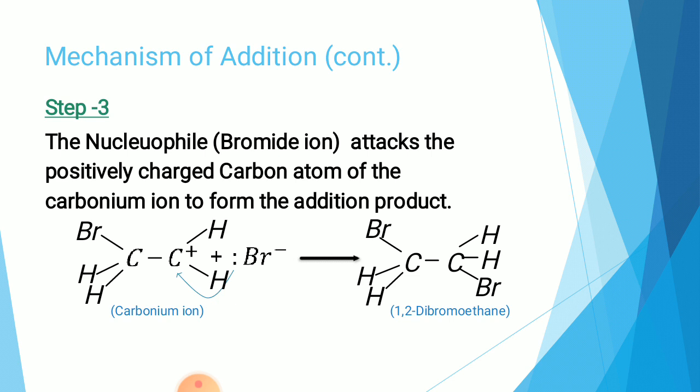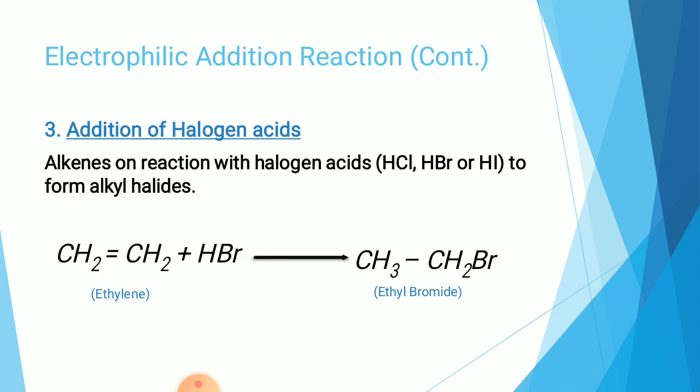So when the bromide ion, which is a nucleophile, attacks the second carbon atom, the positively charged carbon atom of the carbonium ion, it forms the addition product. What is the addition product here? 1,2-dibromoethane. So this is about the second reaction, that is addition of halogens.